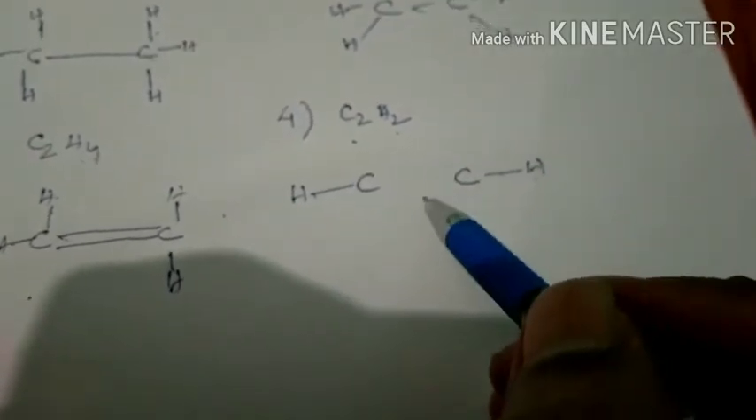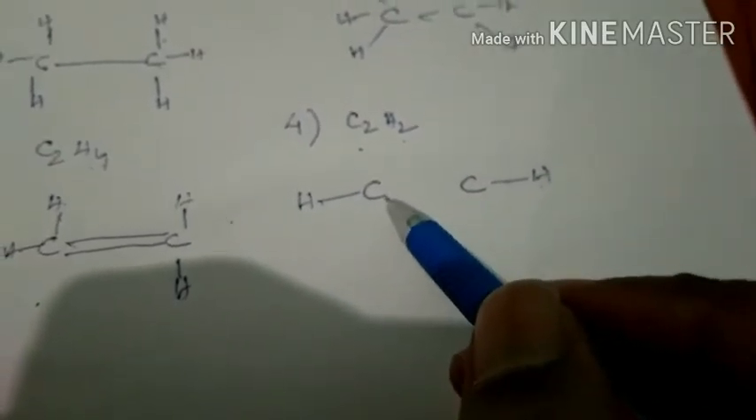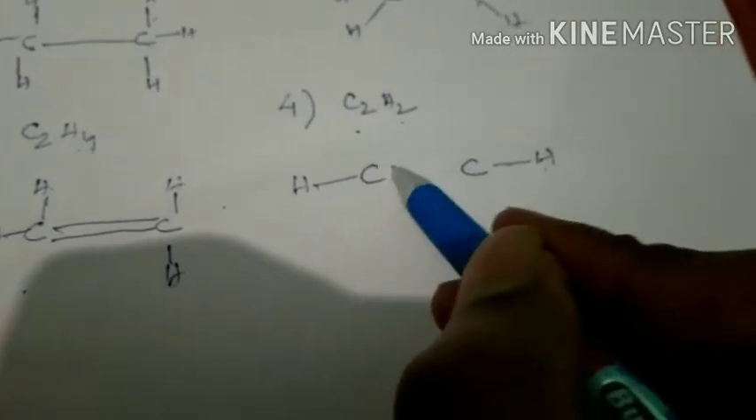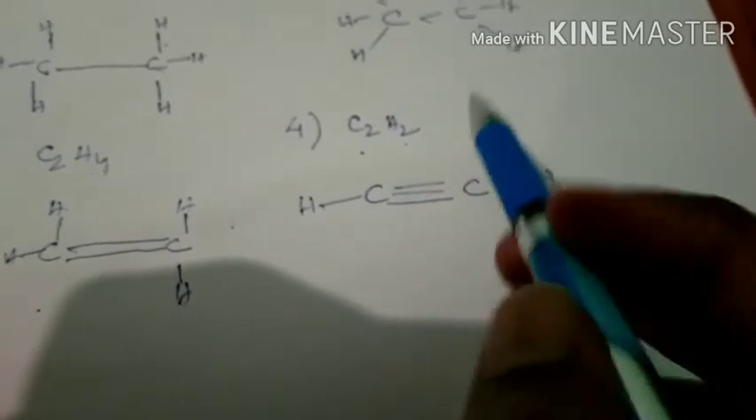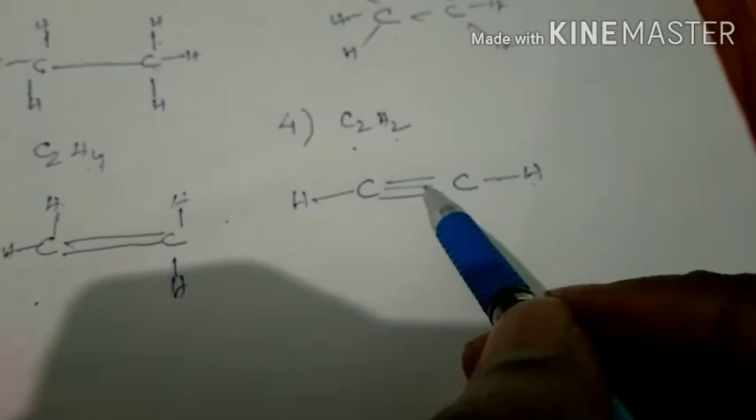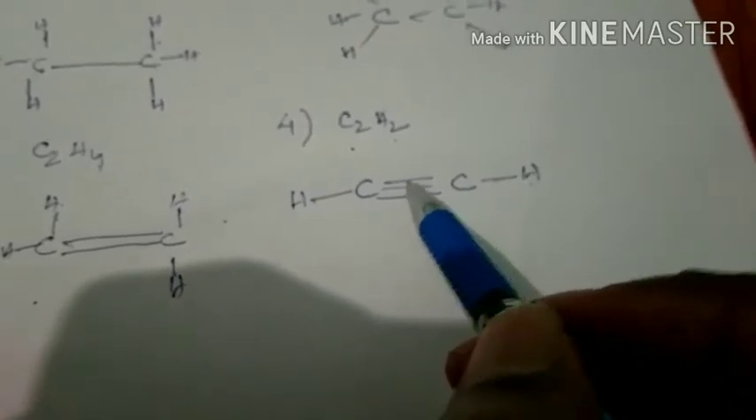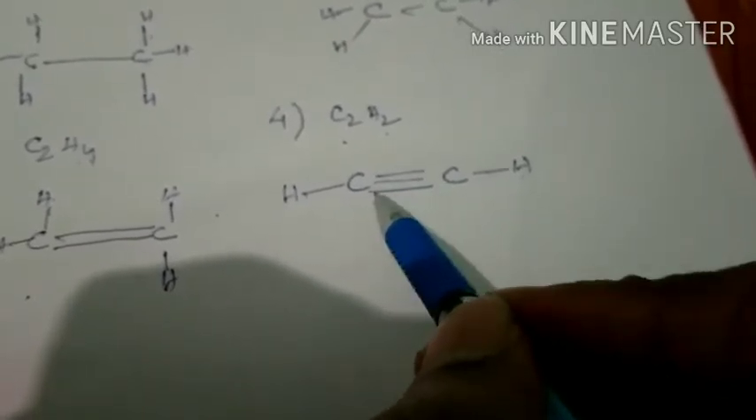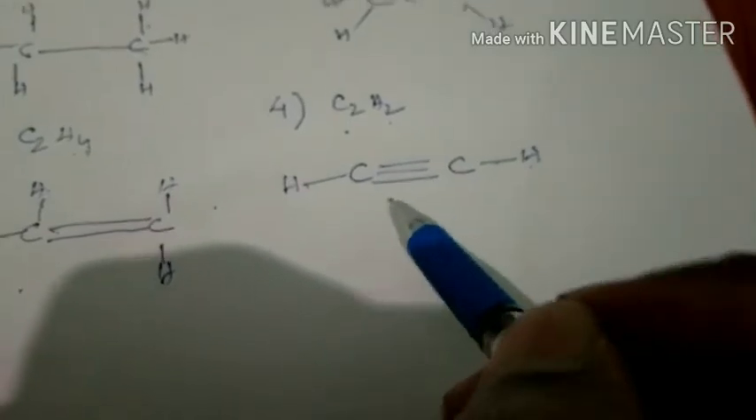Still, it requires three bonds. Carbon requires how many bonds? Three bonds. So we should mention like this. This is a triple bond because three bonds are present between two carbons. This is called a triple bond. If two bonds are between any two atoms, that is called a double bond. If three bonds are present between any two atoms, that is called a triple bond.